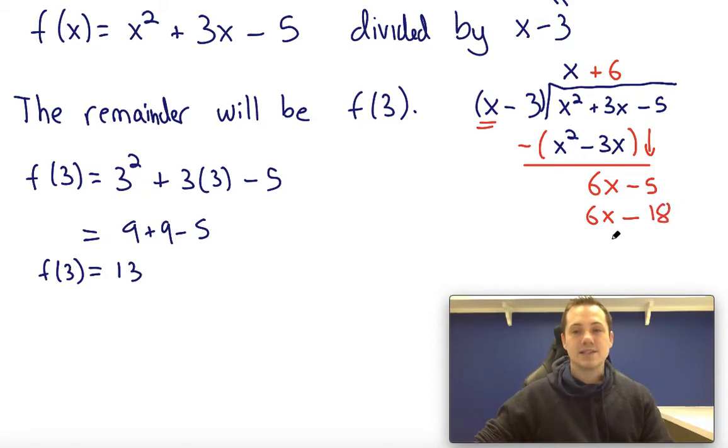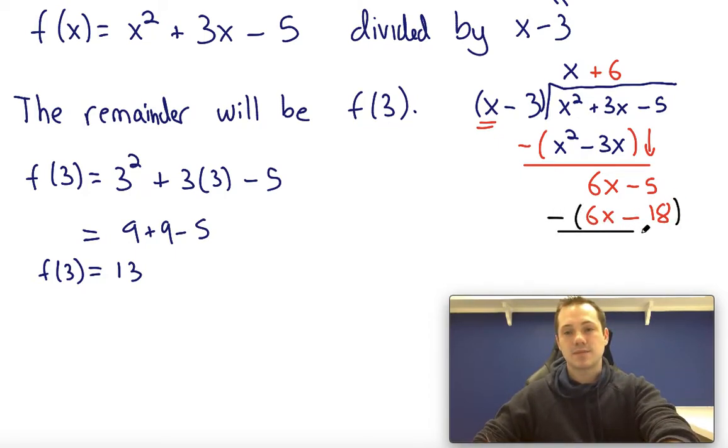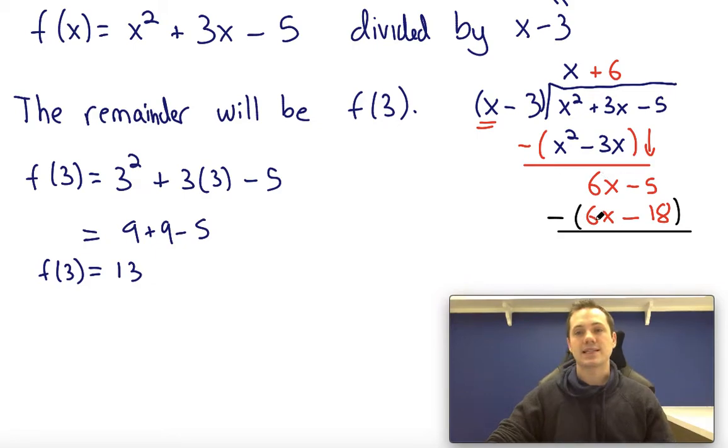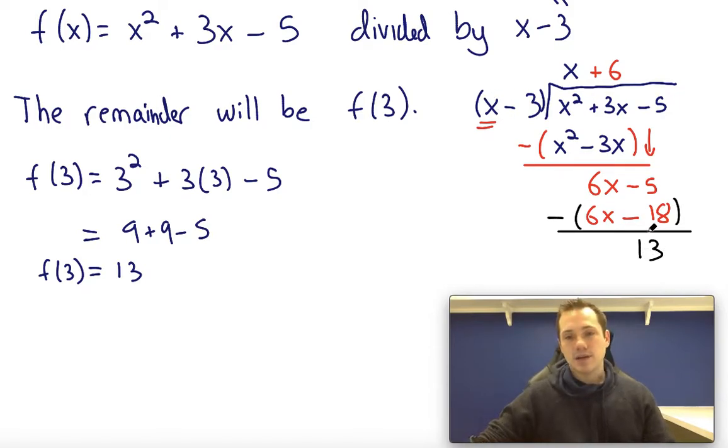The next step is to subtract, so I put a minus sign out here, and I subtract these two. So 6x minus 6x cancels. Negative 5 minus negative 15, well, that's going to give us 13. Now, x can't go into 13, so what does that mean? That means that 13 is our remainder.